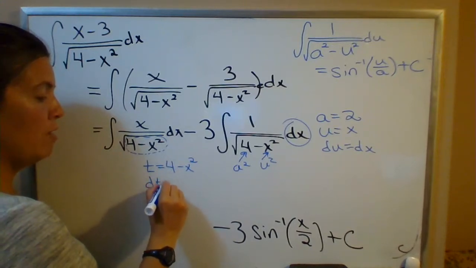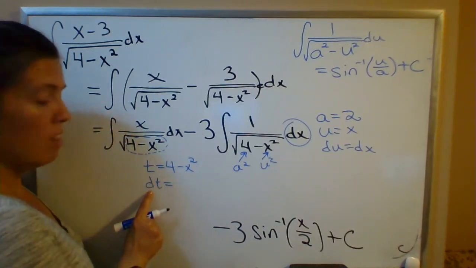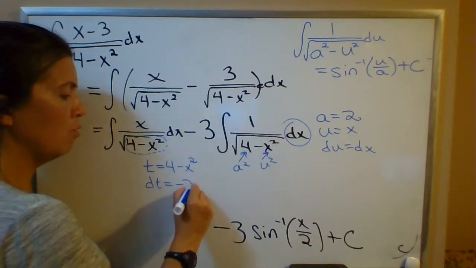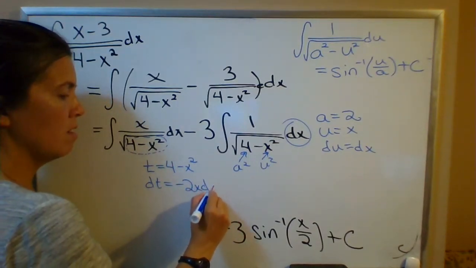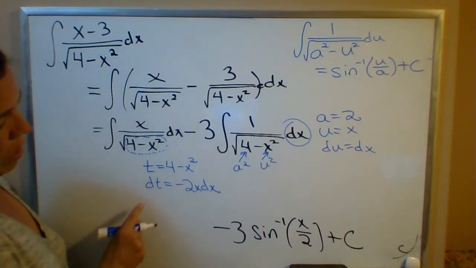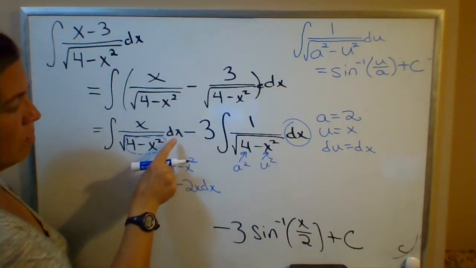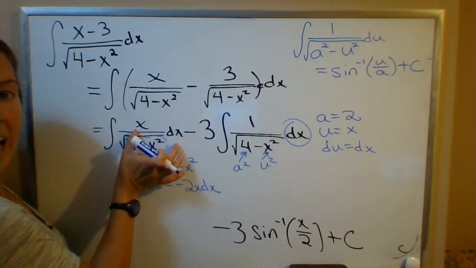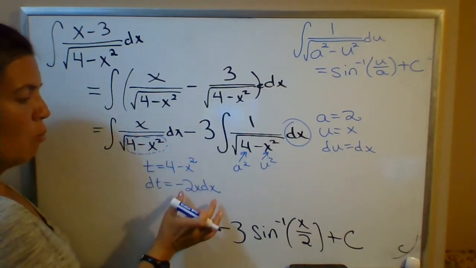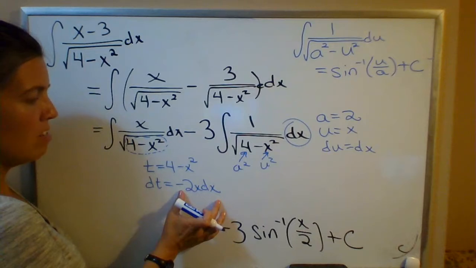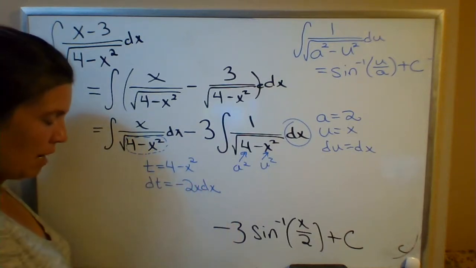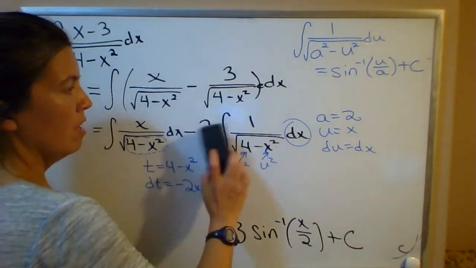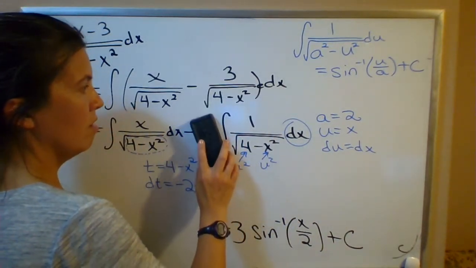Then remember, find your differential immediately. Then dt would be 0 minus 2x, so negative 2x dx. Okay. We're going to need to make an adjustment here. So in this integral, we have x dx. We want negative 2x dx. So I'm going to need to multiply by negative 2. I'm also going to need a little more room here. So I'm going to get rid of this, I suppose.